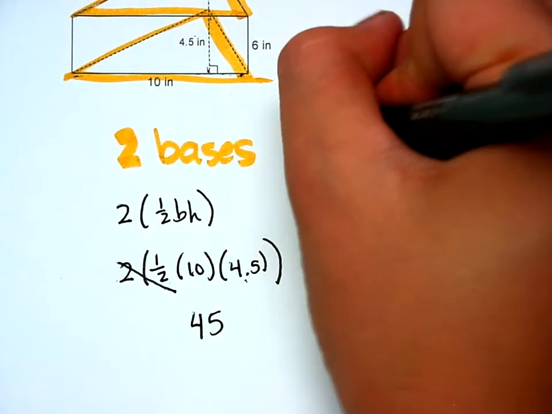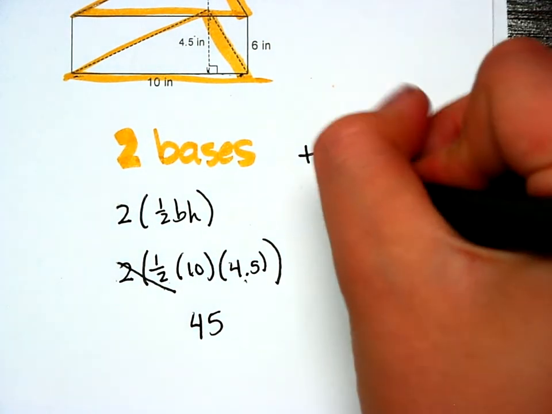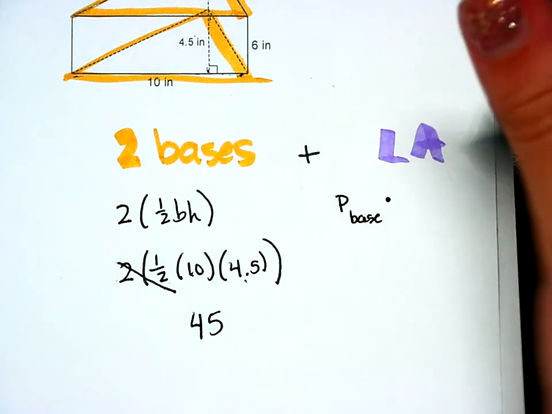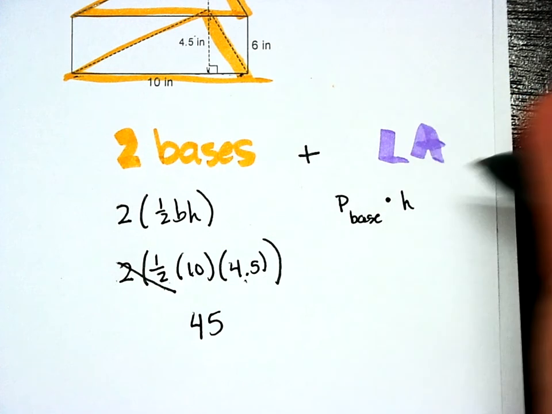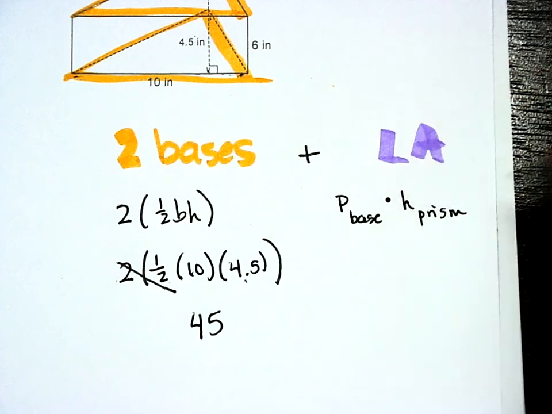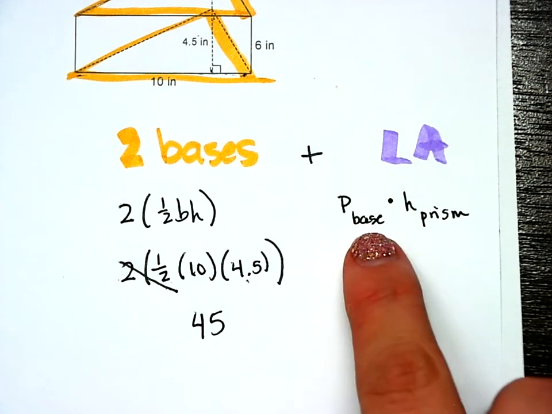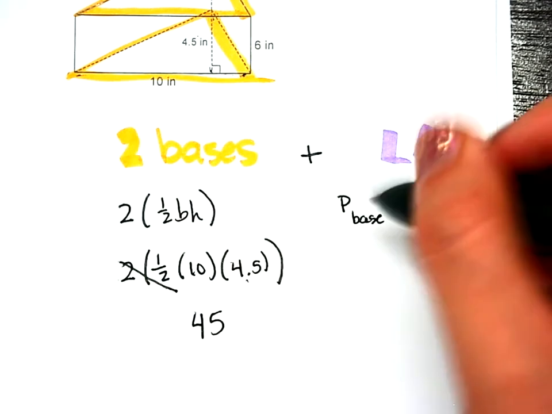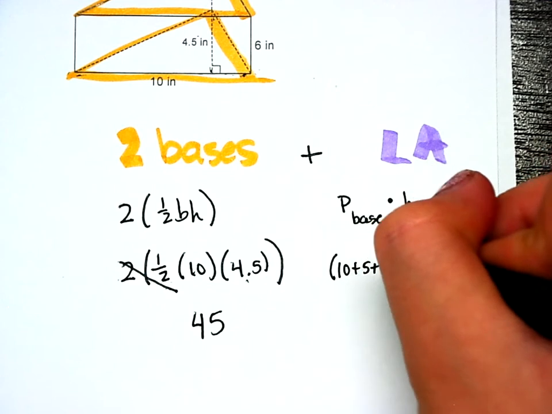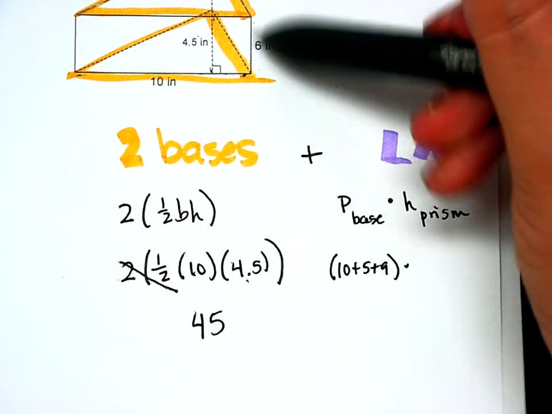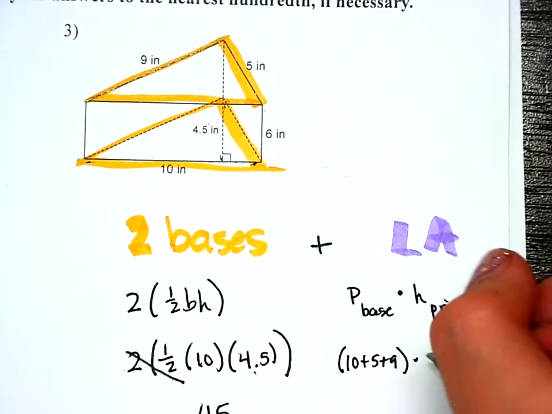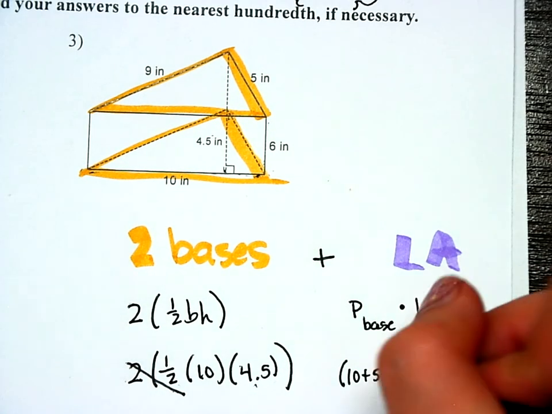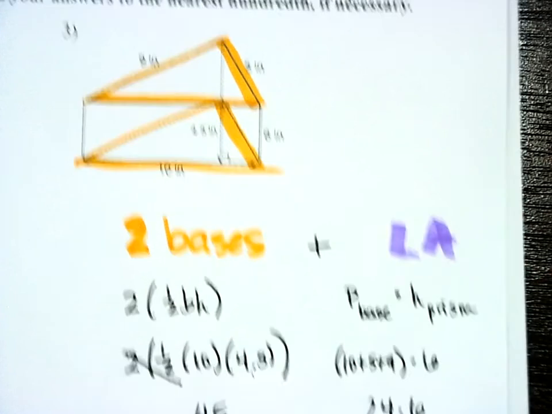Let's try the lateral area now. So we're going to take the perimeter of the base and we're going to multiply it by the height of the prisms or the object, whatever you want to say. Okay. The perimeter of the base, let's find that. So we've got 10 by 5 by 9. So we're going to add those together, 10 plus 5 plus 9. And then the height of the prism is this 6 right here. Okay? So in my calculator, I've got 10 plus 5 plus 9 is 24. And then we multiply it by 6.